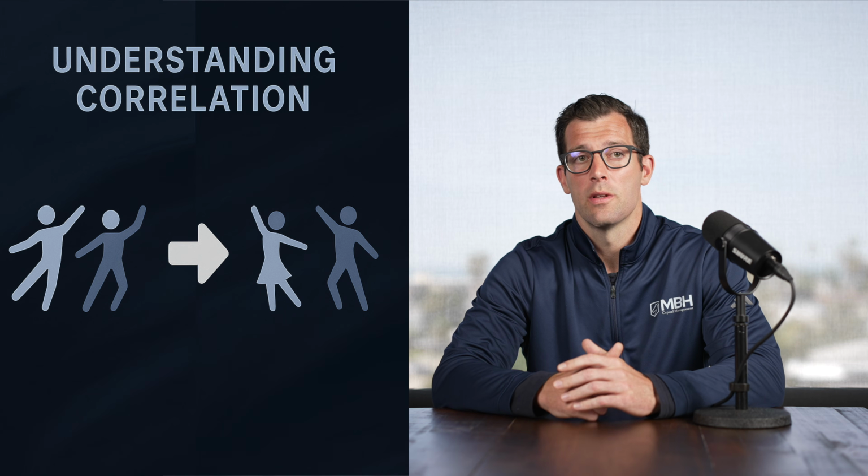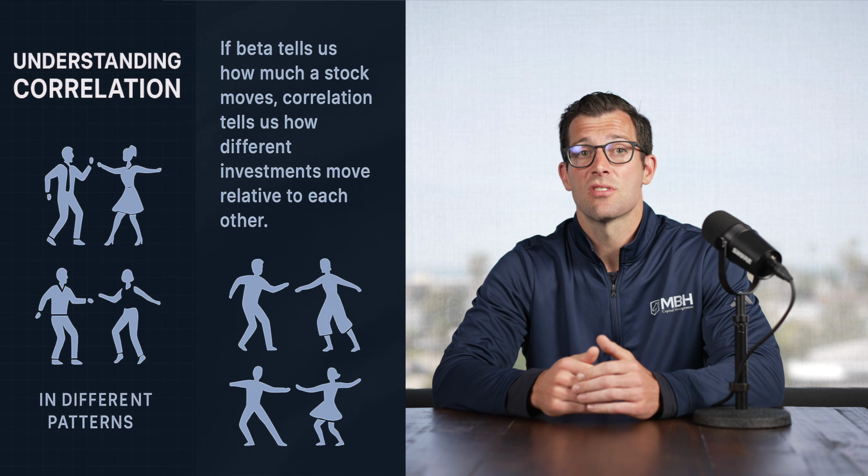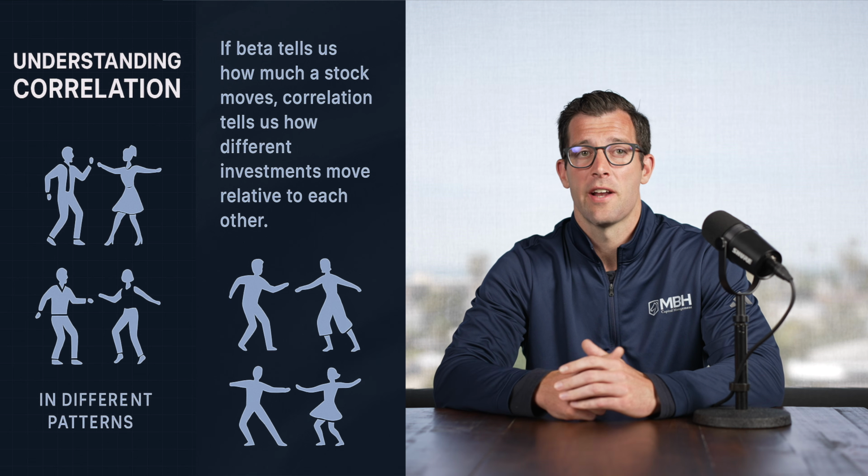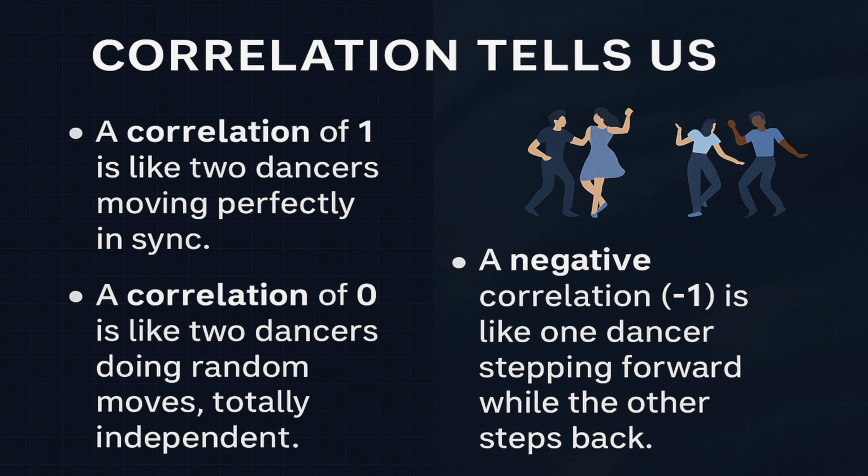Now, let's talk about correlation. If beta tells us how much a stock moves, correlation tells us how different investments move relative to one another. A correlation of 1 is 2 dancers moving perfectly in sync. A correlation of 0 is like 2 dancers moving randomly, totally independent of one another. A negative correlation of -1 is 1 dancer stepping forward while the other one steps back. Why does this matter? Because if all of our trades move the same way, your portfolio is 1 market crash away from disaster.